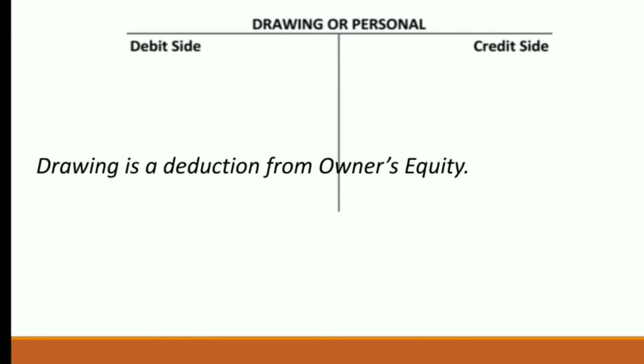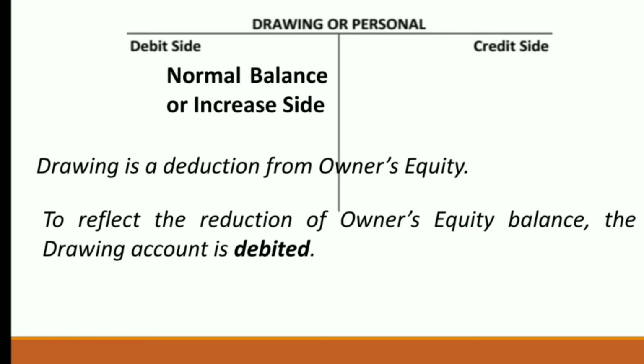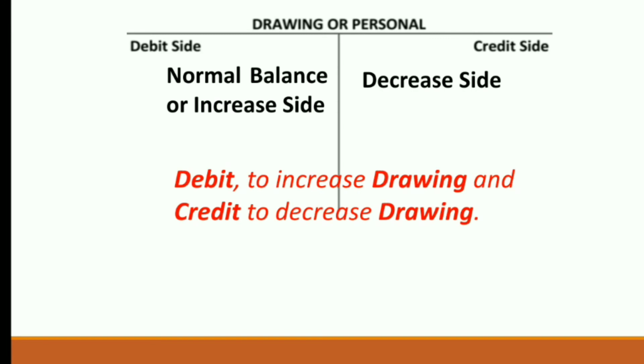So drawing is a deduction from the owner's equity, and the normal balance of owner's equity is credit. So therefore, to reflect the reduction of owner's equity balance, the drawing account is debited. So the normal balance or the increased side of drawing is here in the debit side of the drawing or personal account, and the decreased side is in the credit side. And so we then say debit to increase drawing and credit to decrease drawing.